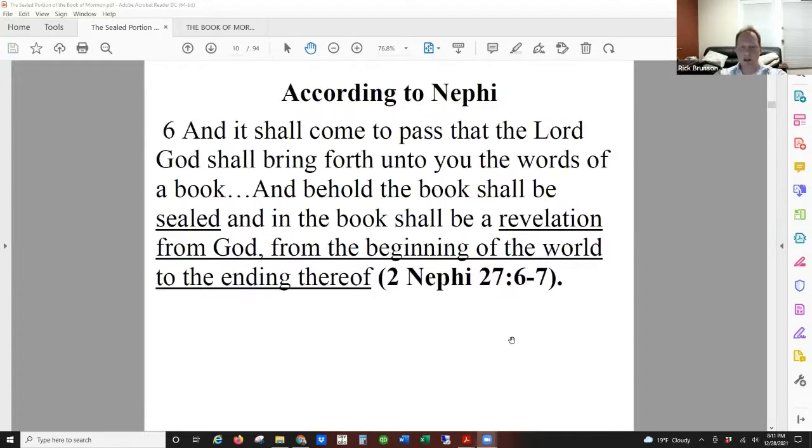Pretty exciting. According to Nephi, "It shall come to pass that the Lord God shall bring forth unto you the words of a book, and behold, the book shall be sealed, and in the book shall be a revelation from God, from the beginning of the world to the ending thereof." So before we move on, is there any question as to what is contained in the sealed portion of the Book of Mormon?